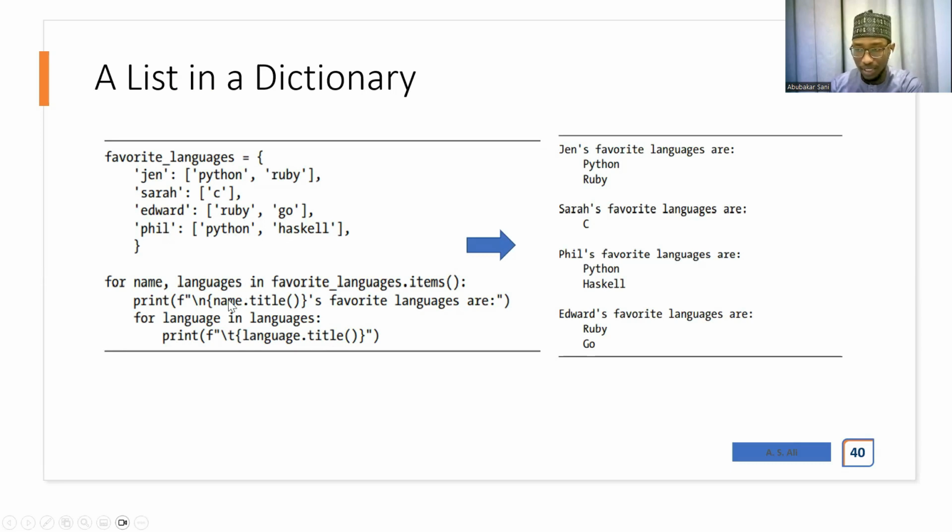Okay, so we can print each one of them and we can see each one's favorite languages using a for loop. The first for loop will iterate over name and languages, which are Jane and then the languages. Then we print the name alone. So we can say print the name Jane. We do the title to make it caps. Jane's favorite languages are. Then we can use for language in languages because this is a list, and we can print each of the languages. Python, Ruby. Same thing for Sarah, Phil, and Edward.